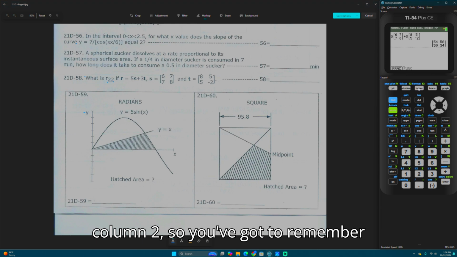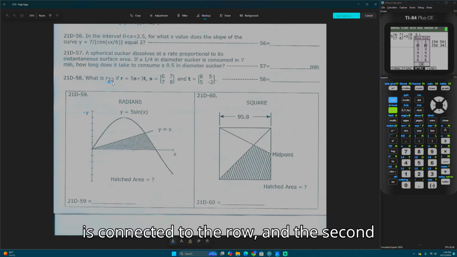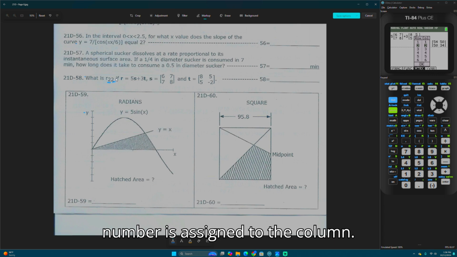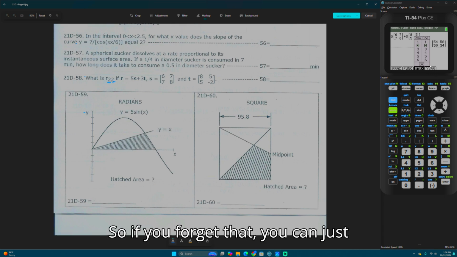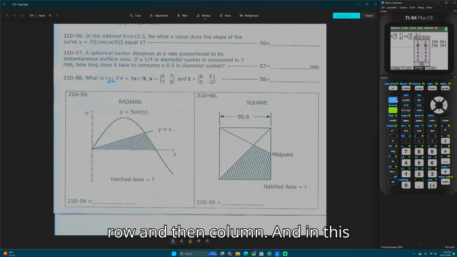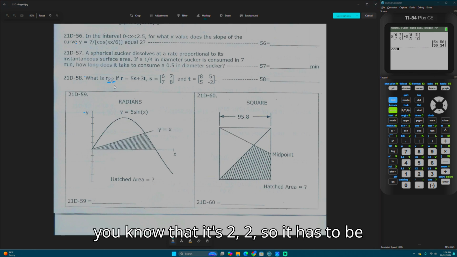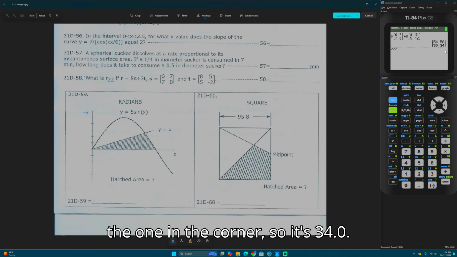And we're asked for row 2, column 2. So you have to remember that the first number is connected to the row, and the second number is assigned to the column. If you forget that, you can just remember the order it appears here, row and then column. In this scenario it doesn't matter, because you know it's 2, 2, so it has to be the one in the corner. So it's 34.0.